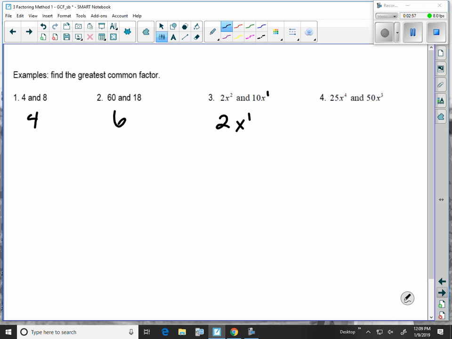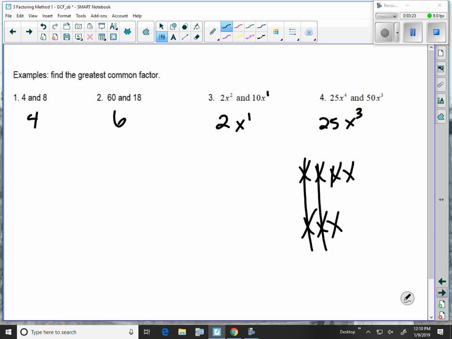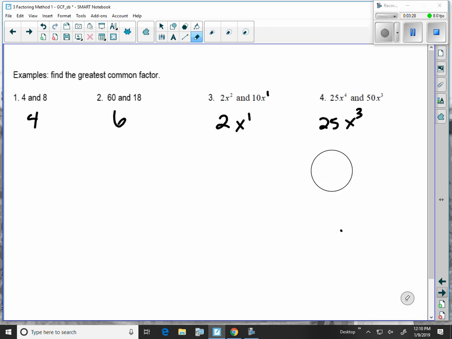Okay, what number is common between 25 and 50? 25. Okay, how many x's can I take out? Or how many x's are common? There's an exponent of 3 that is common in both. The highest I can go. Are we tracking? It's 3 because if we have x there, and x there, you can only do however many there are, on both.